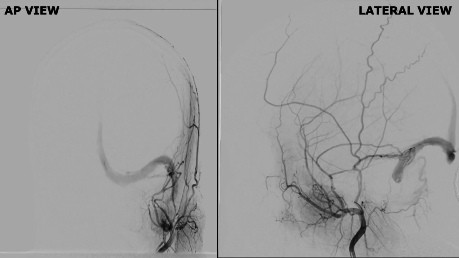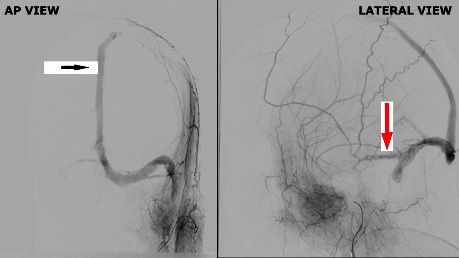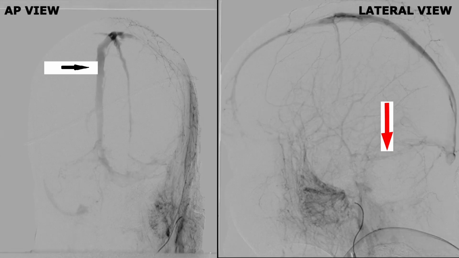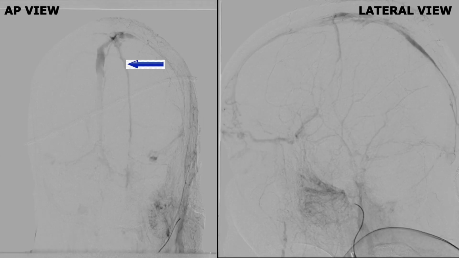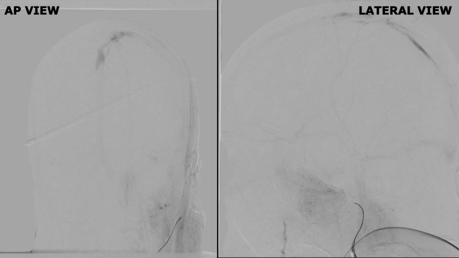This is the DSA brain of left ECA, AP and lateral view showing the dural AV fistula with arterial feeders marked with red arrow, retrograde venous flow marked with black arrow and cortical venous reflux marked with blue arrow.